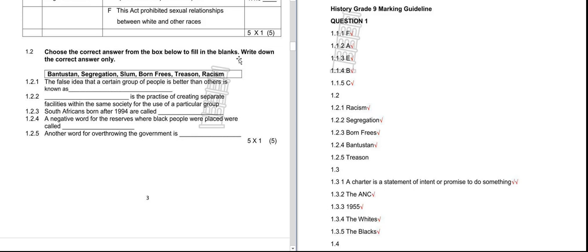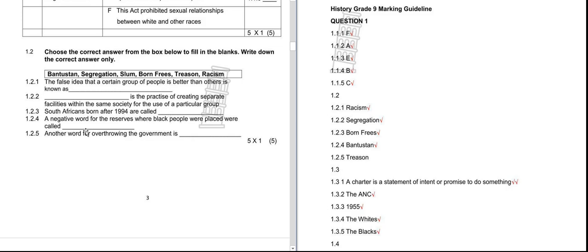We have the box with responses that we have to choose from: Bantustan, segregation, slum, born free, treason, racism. With question 1.2.1, the false idea that a certain group of people is better than others is known as racism. Then 1.2.2, the practice of creating separate facilities within the same society for the use of a particular group is segregation. Then the next question: South Africans born after 1994 are called born frees.